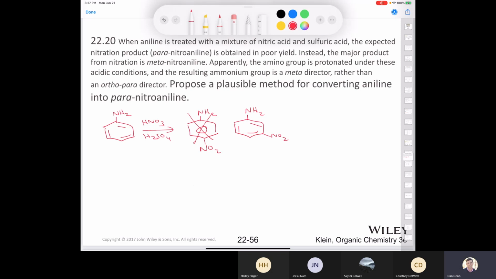Apparently, what happens is that the amino group gets protonated under these conditions, and then you end up with an ammonium ion. So you end up with the anilinium, which looks like this. Now you've got a deactivator, and where do deactivators direct to? They direct to the meta position, okay? So apparently the amino group is protonated, resulting in an ammonium group, which is a meta director rather than an ortho-para director. So it's asking us to propose a plausible method for converting aniline into para-nitroaniline.